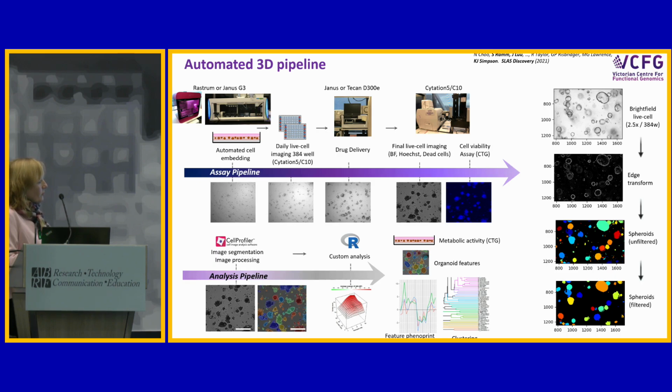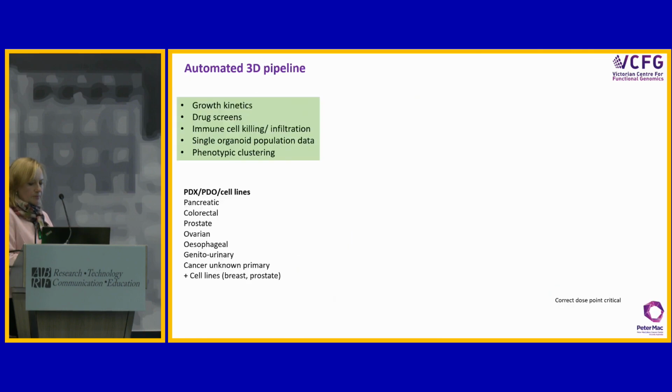So we get this bright field image, we have to edge transform it, so we flip it so that we can actually pick them out. The brighter ones are easier to pick out. We'll then paint them using a CellProfiler strategy. Then we've got to filter out a bit of the rubbish that's in the background of that. You will get that because you're in this Matrigel setting. But it's been really powerful for us.